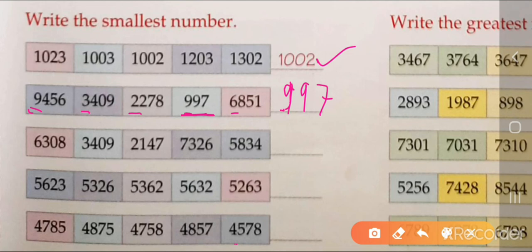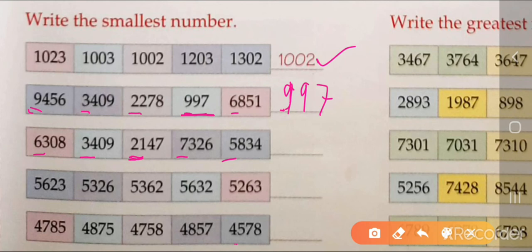You have to find out the smallest number and write it here. Okay. Next question, check the place values of thousands place. This is 6, this is 3, this is 2, this is 7, this is 5. Then which one is smallest? 6, 3, 2, 7, 4, 5. So the 2 is the smallest in all.